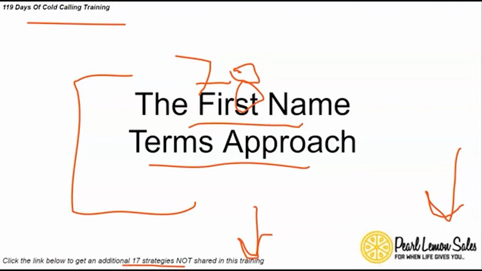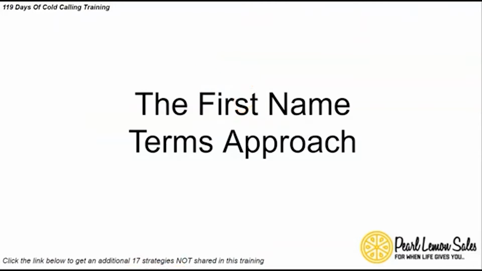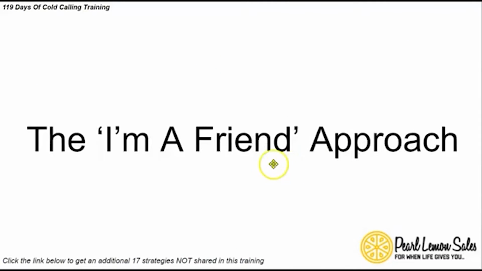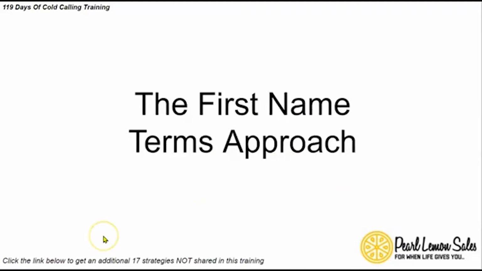So look, fundamentally, with the first name terms approach, if you've already watched training number 77, then you'll have seen the I'm a friend approach. In many respects, it's partially a repeat as well as a continuation of that. If you are on first name terms with someone, it means you've moved from an acquaintance to becoming a friend. When you're mates with somebody, you tend to use their first name. So it's like, oh, hey, is Rich around?